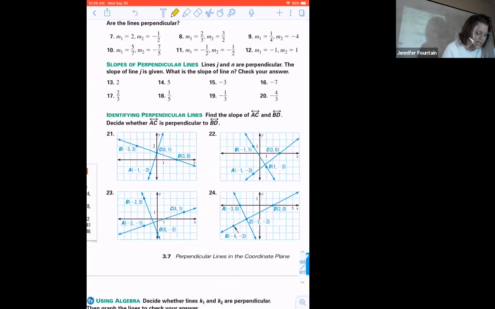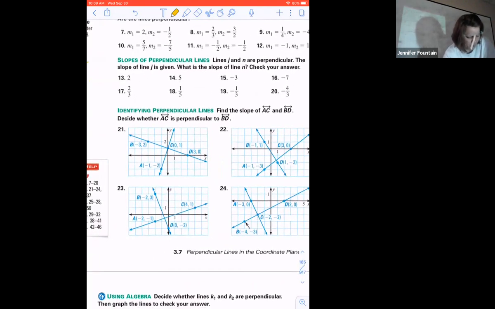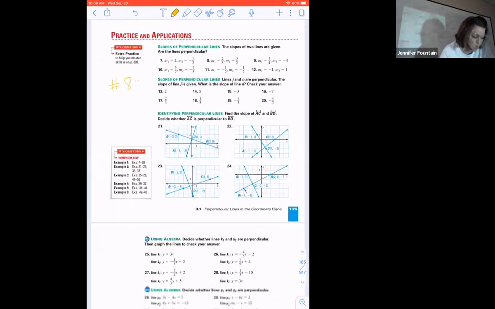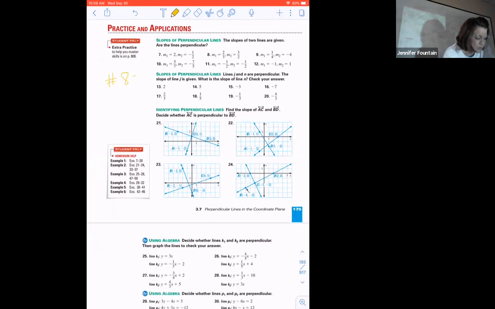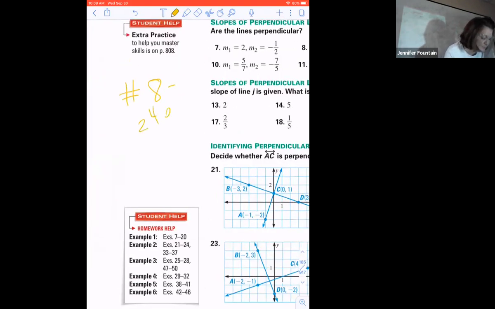Then it says J and N are perpendicular. The slope of J is given. So what is N? You are going to have to write the negative reciprocal there. For 22 and 24, it says to find the slope of AC, find the slope of BD, and then determine, are they perpendicular? So on page 175, we have 8 through 24 evens.